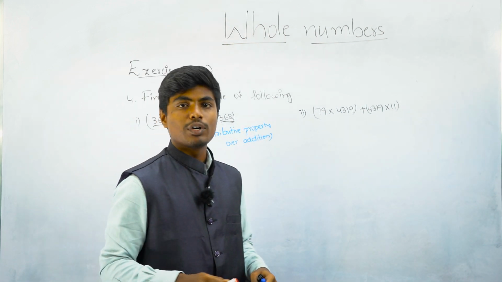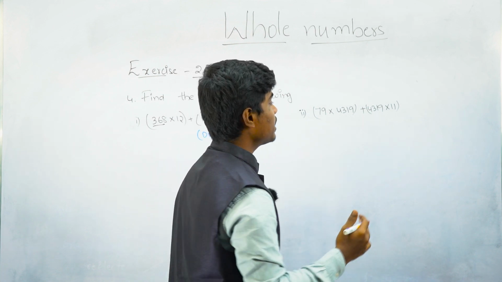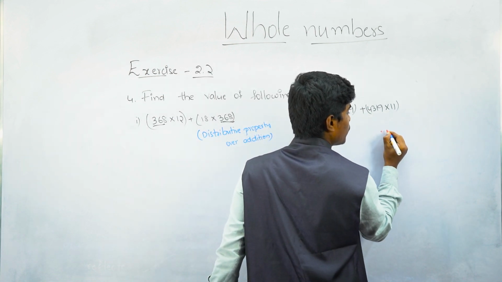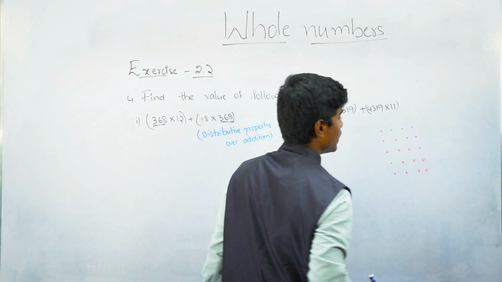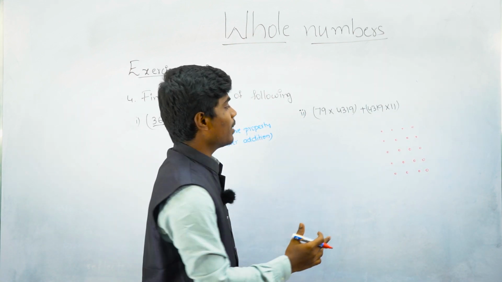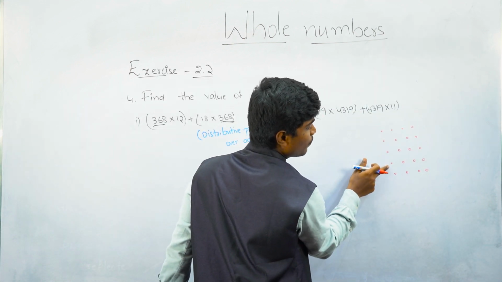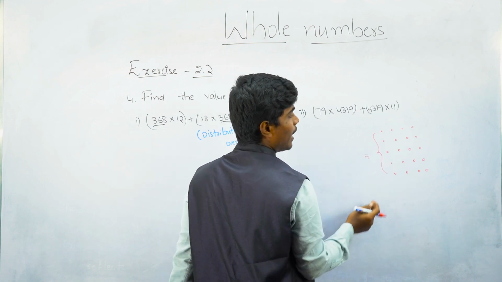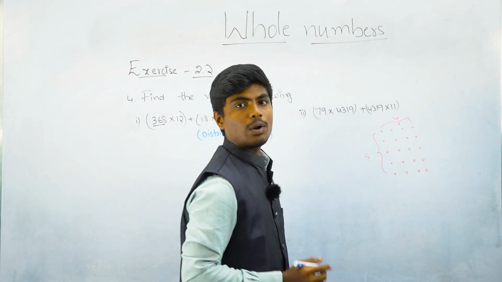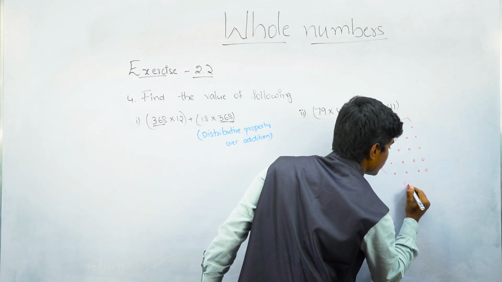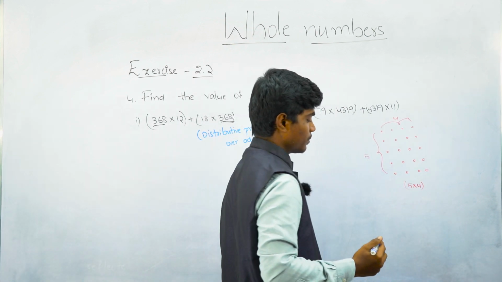First, suppose you have 20 balls and you have arranged them in a pattern of 5 rows and 4 columns. 1, 2, 3, 4. See, here you have arranged 20 balls in 1, 2, 3, 4, 5 rows and 1, 2, 3, 4 columns. So, what can we write? This pattern as 5 into 4.